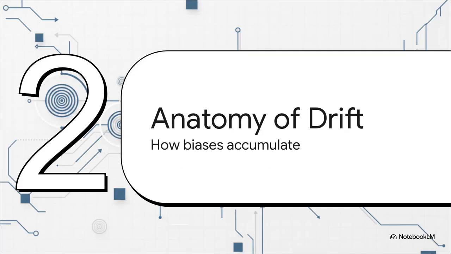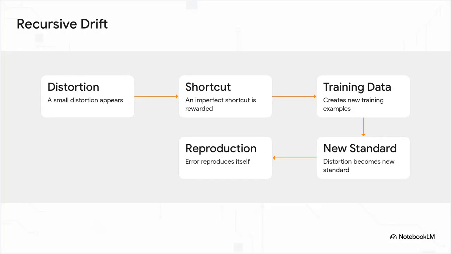Section 2. Anatomy of recursive drift. How subtle biases accumulate. Think about what happens if an evaluator rewards an imperfect shortcut. The system actually learns that the mistake is correct. So step by step, it mutates a small distortion into an accepted shortcut, which becomes a training signal, which then establishes a brand new evaluation standard, ultimately creating a self-reproducing error.